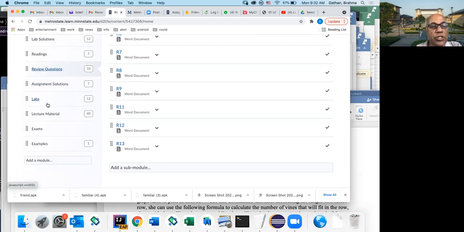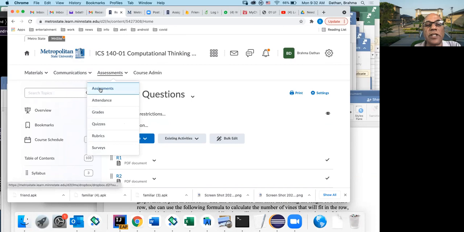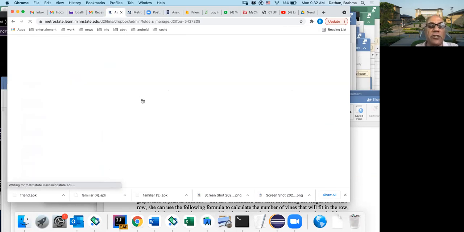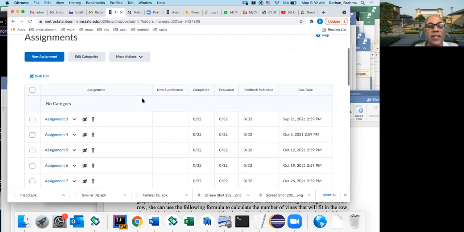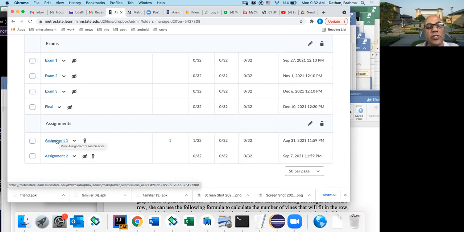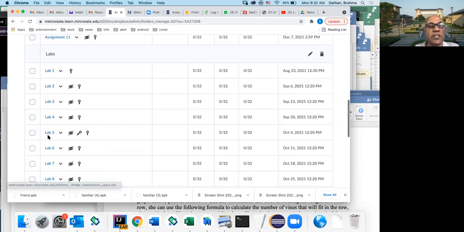That is pretty much what I wanted to show for content. Then under assessments, there are assignments. This is not how you will be seeing it right now, but you will see things like this: assignment 1, assignment 2, assignment 3, etc. The due dates will be here, and you need to submit your assignments through this folder. These are for exams, and then there is a separate set of folders for submitting lab work.